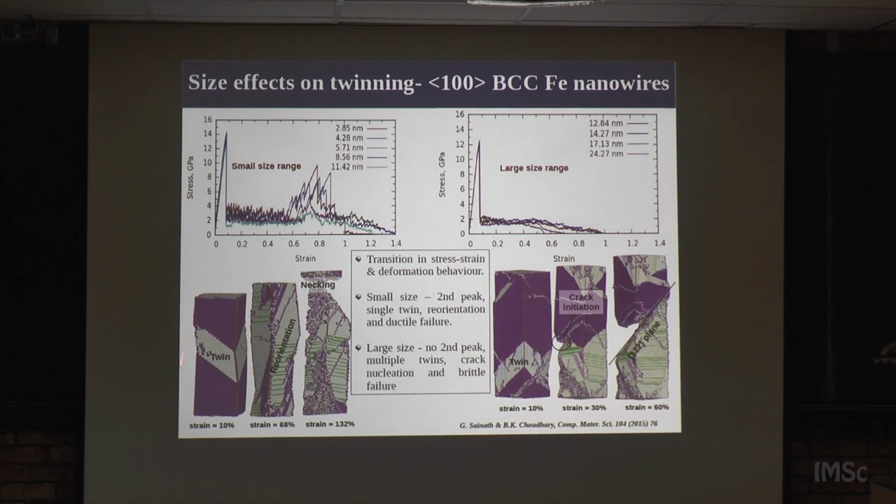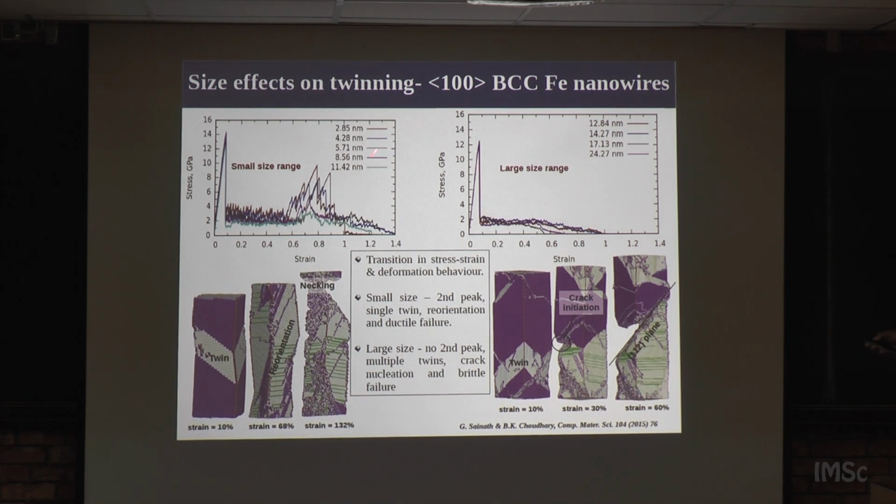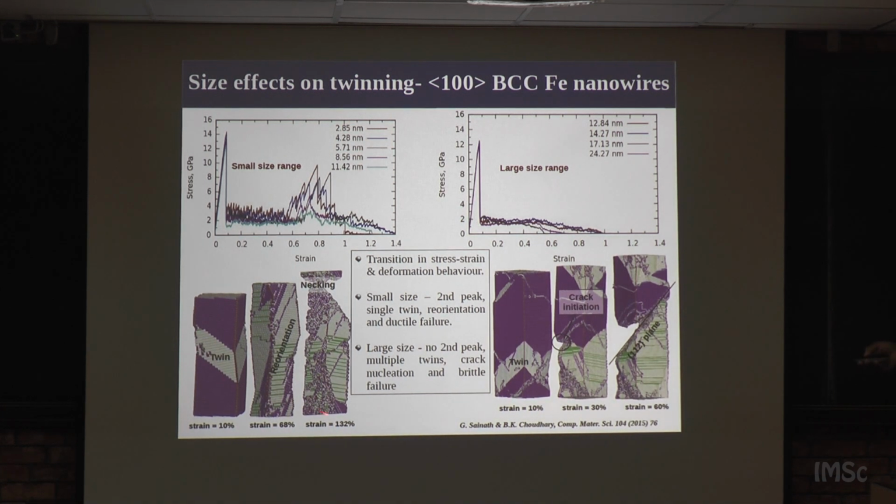That is mainly because you can see that at low size, in this range of nanowires, the deformation is by a single twin that grows along the nanowire. The complete nanowire becomes, because of this twin, which has a different orientation than the parent lattice, a reoriented one. With increasing strain it fractures after something like necking, at around 132% of strain.